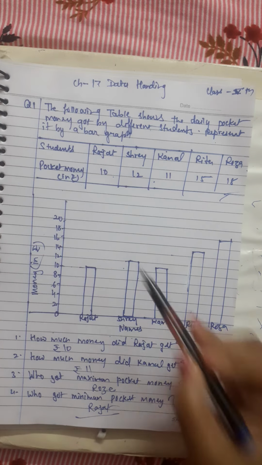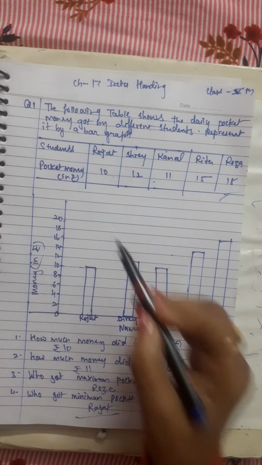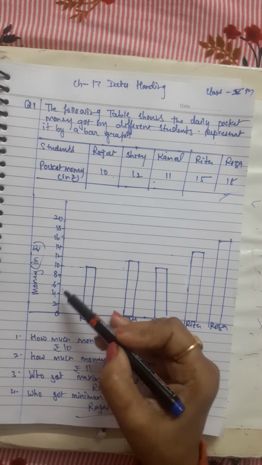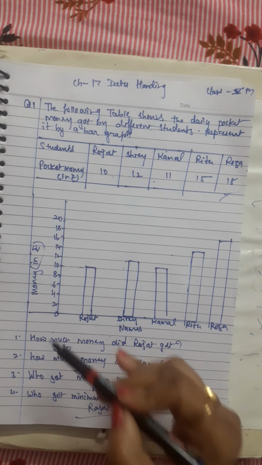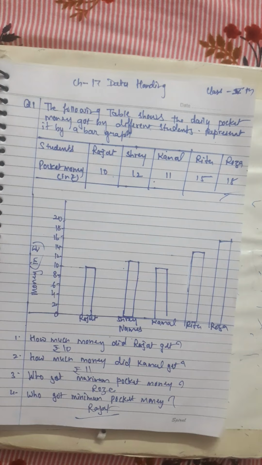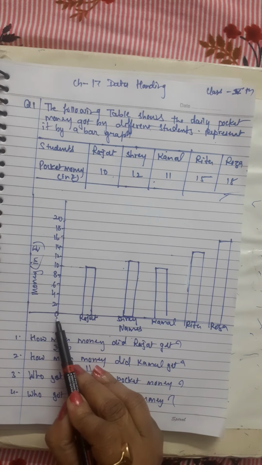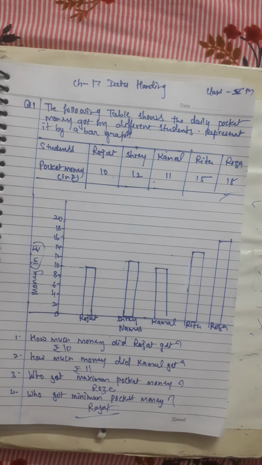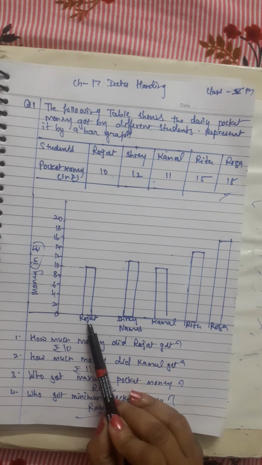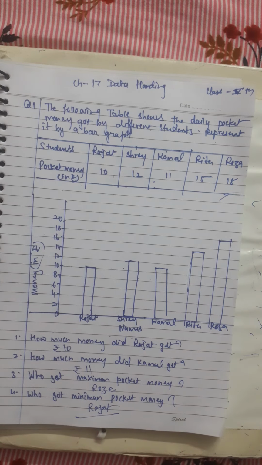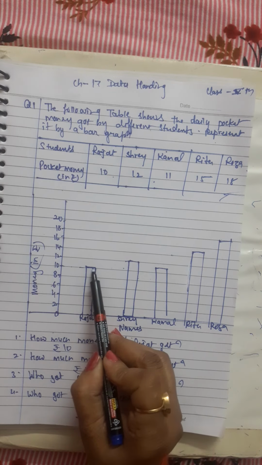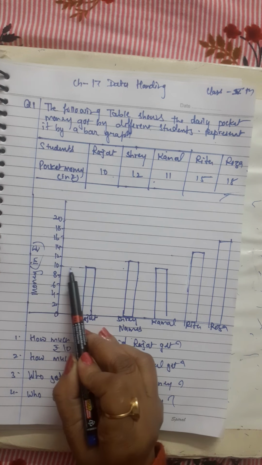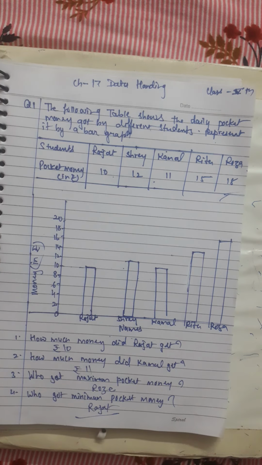Now the first student is Rajat, and Rajat got 10 rupees. And one more thing, we will not start from 1. अगर हम 1 से शुरू करेंगे, we can't represent all numbers, so we will start from 0 and we will write in difference of 2 to 2. 1 के difference में हम नहीं represent कर सकते. So how much money did Rajat get? Rajat got 10 rupees as pocket money, so we will draw a bar till 10. यहाँ तक 10 जहाँ तक है, we have to draw the bar of Rajat's money till 10.